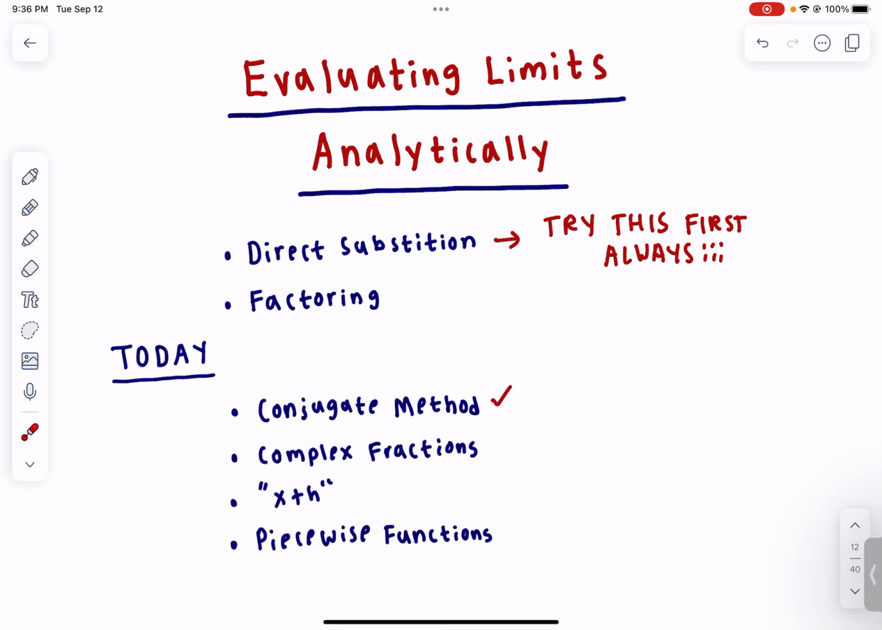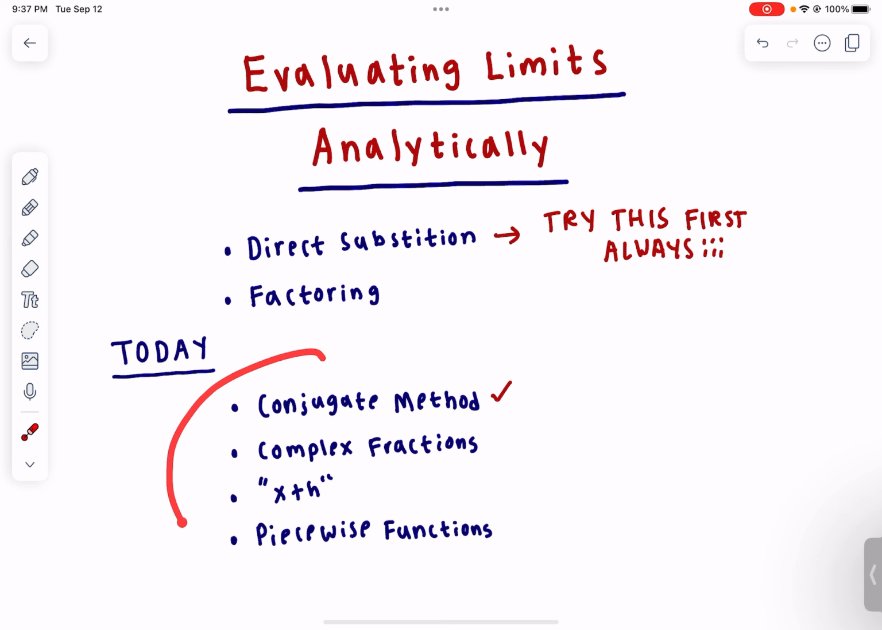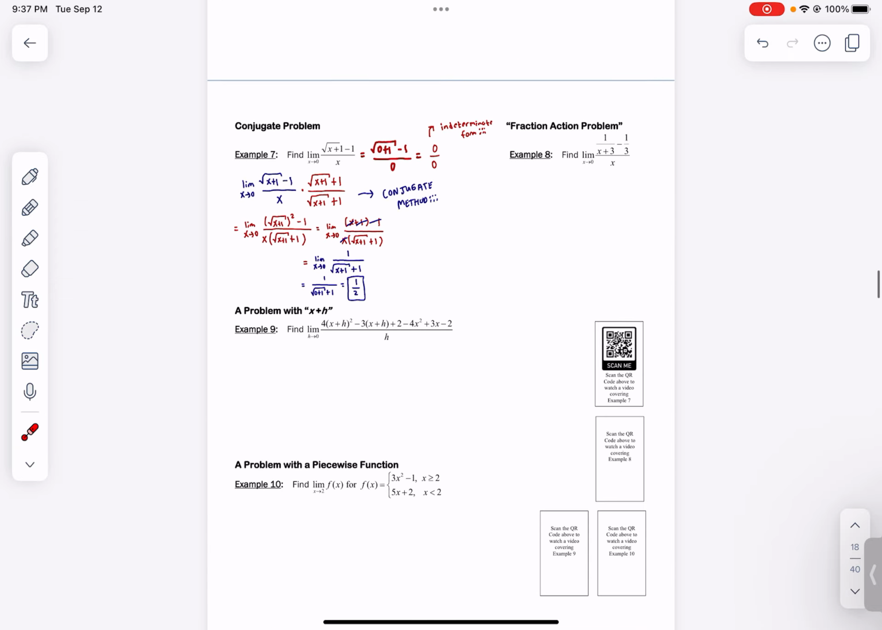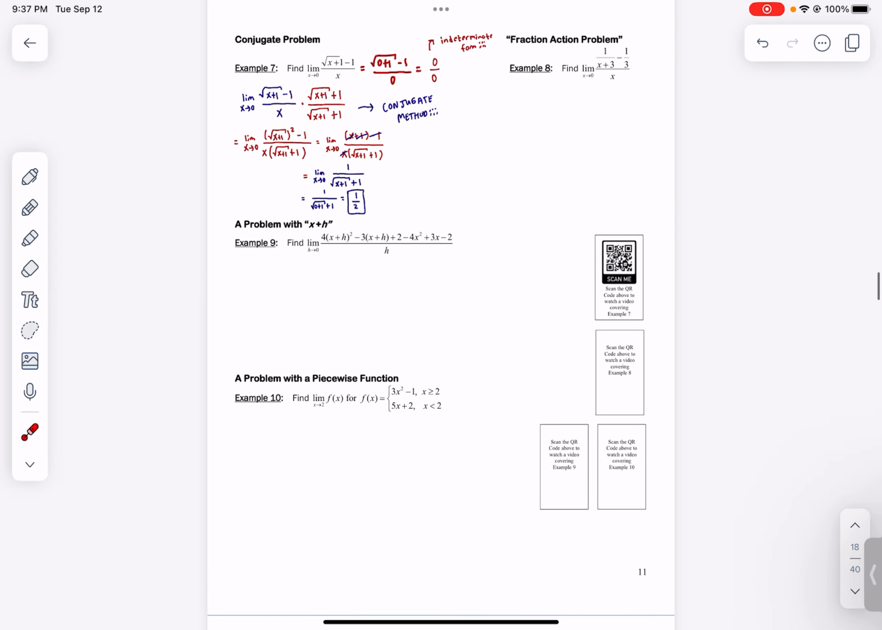So once again, there are different ways to evaluate limits. Direct substitution is one of them. That's definitely one of the ones you always want to try first. If that fails, you can always ask yourself if you can factor. If you can't factor, you can consider these other methods that we're about to talk about. So the conjugate method is what we covered today in class, and we'll be covering these three other ways to evaluate limits. Okay, so let's go over to the page we were working on today, which is page 11.